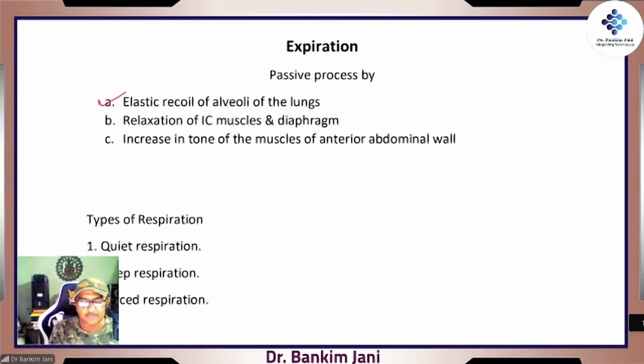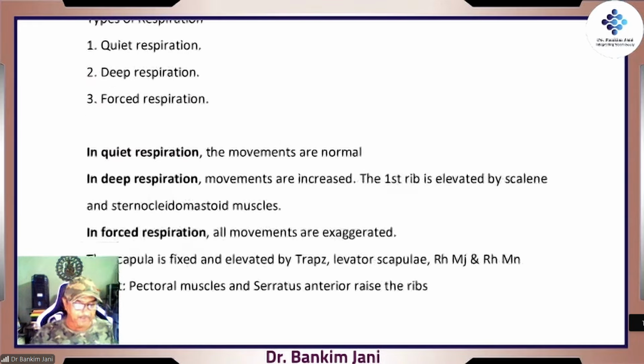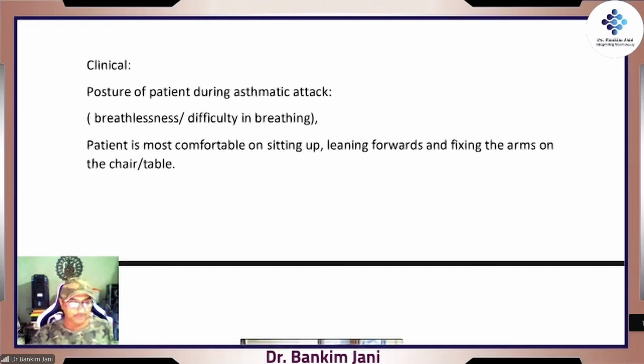Relaxation of intercostal muscles and diaphragm, that is true. An increase in tone of the muscles of the anterior abdominal wall. When the abdominal wall contracts, that is also how the passive process works, as the muscles relax and the lungs collapse. Quiet, deep and forced. The quiet movements are normal. In deep, movements are increased. First rib is elevated by scalene and sternocleidomastoid. And in forced, all movements are excited, all these muscles are used.